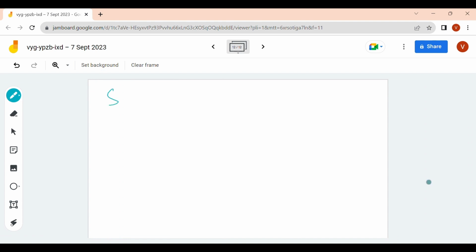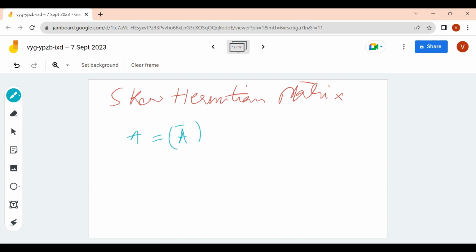Now let's check what is a skew Hermitian matrix. It is the same thing, but here A is equal to minus of A bar transpose, so with a negation symbol. The example will be similar, but this is the definition of a skew Hermitian matrix.